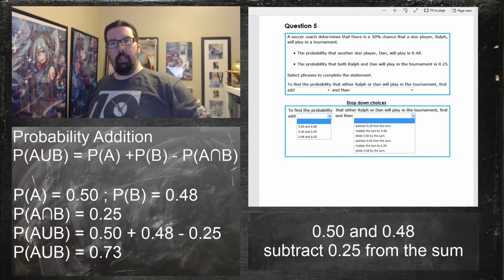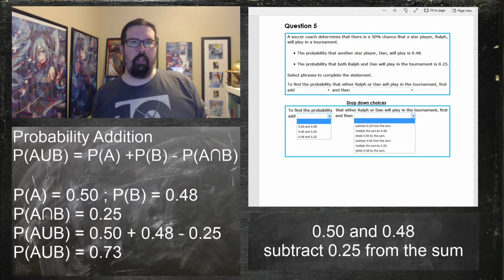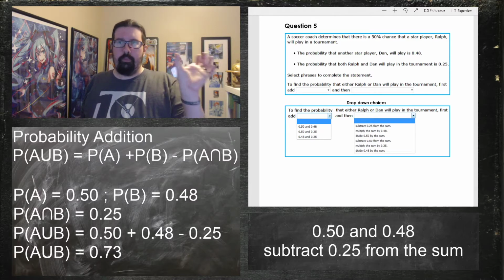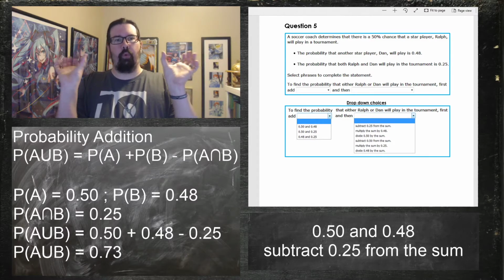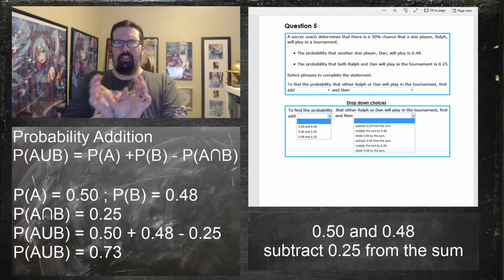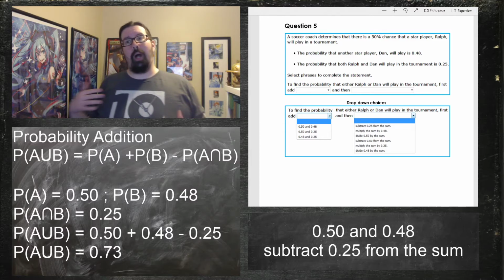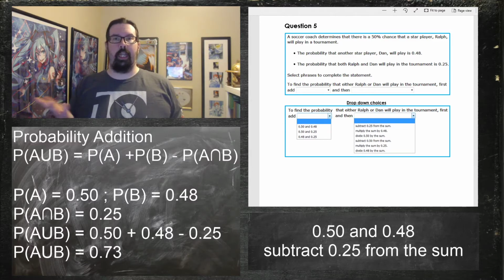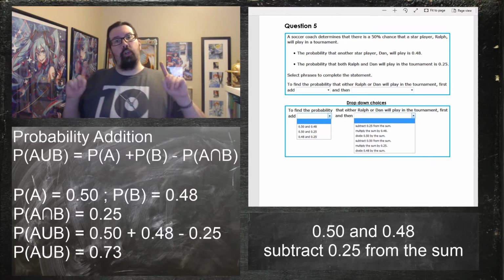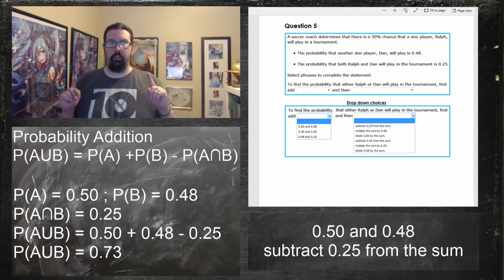Otherwise, if you just add the two, you're going to get 98%. And it doesn't make sense that if you have a coin flip odd, 50%, and a second coin flip odd, 48%, the combined probability would be almost 100%, would it? It doesn't make any sense whatsoever. So that's why you subtract it. Now, obviously, you see at the bottom we have 0.73. That's the combined.